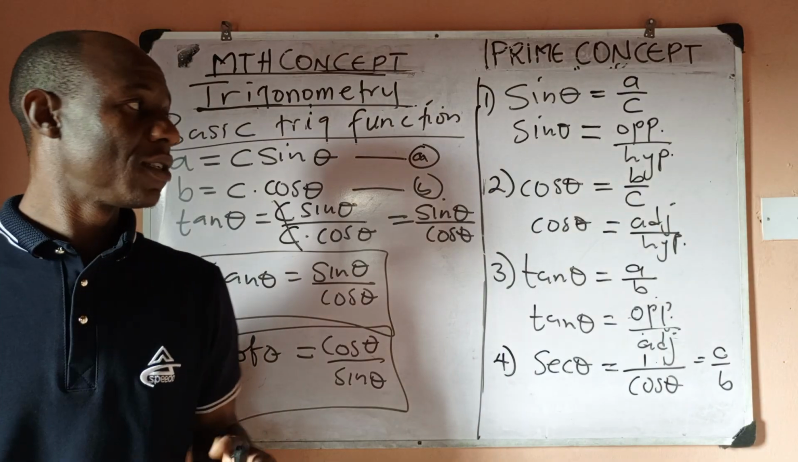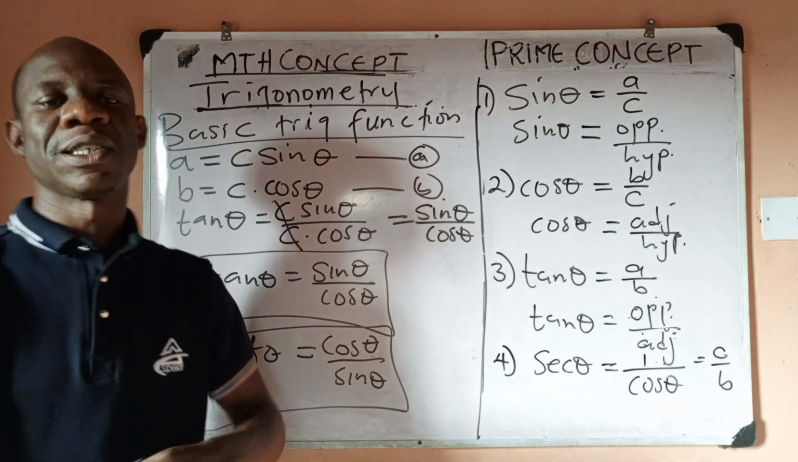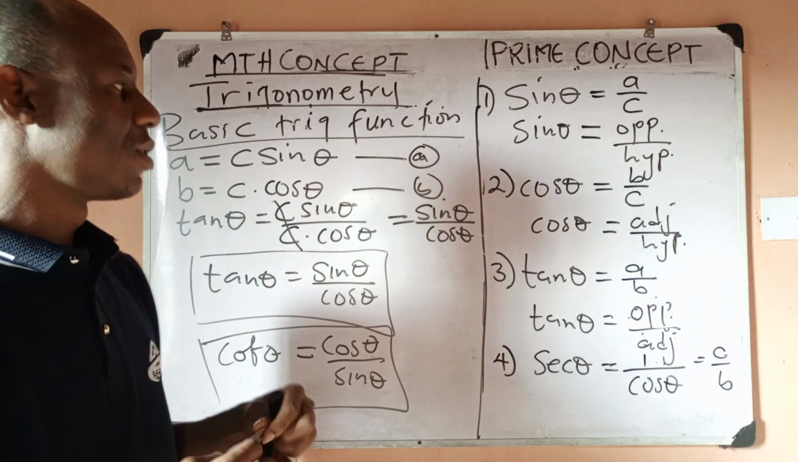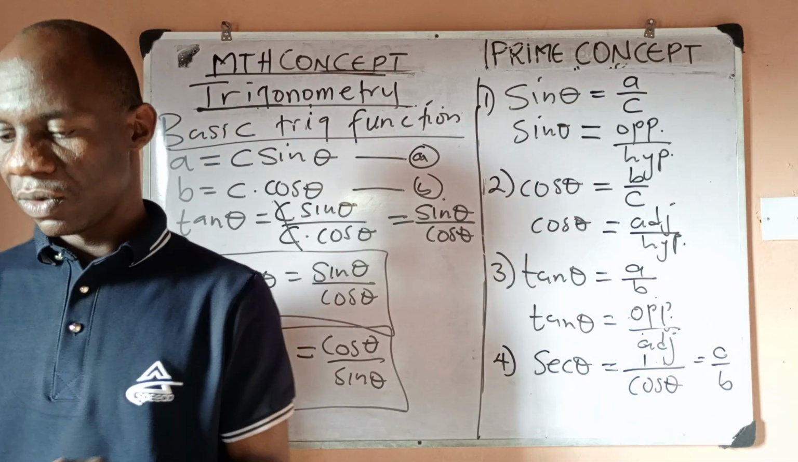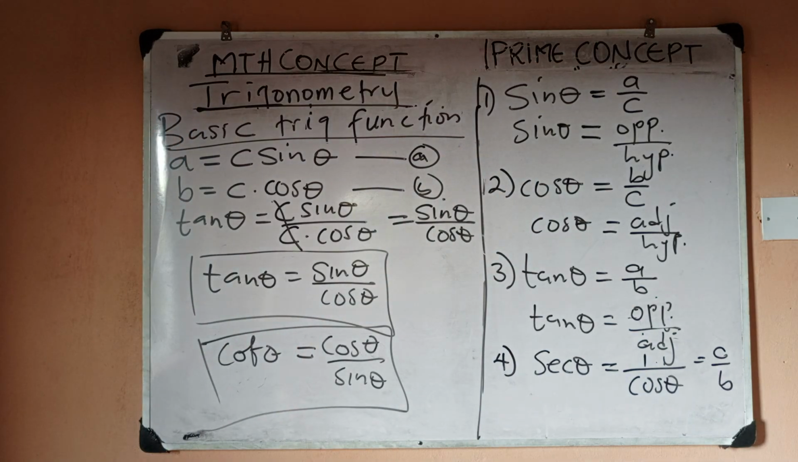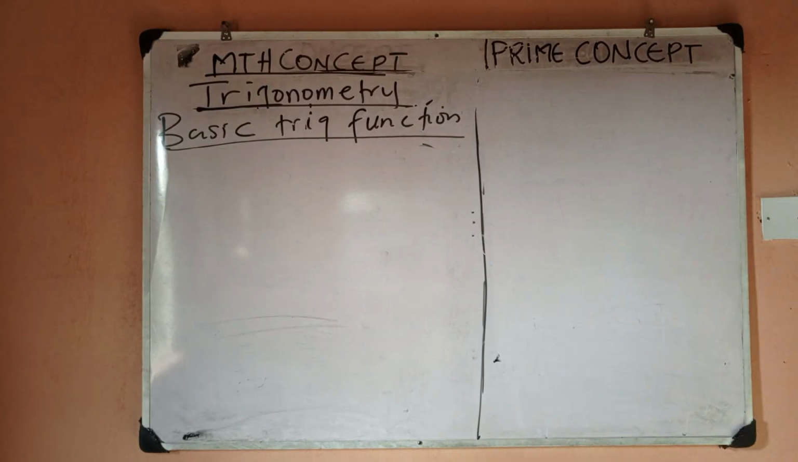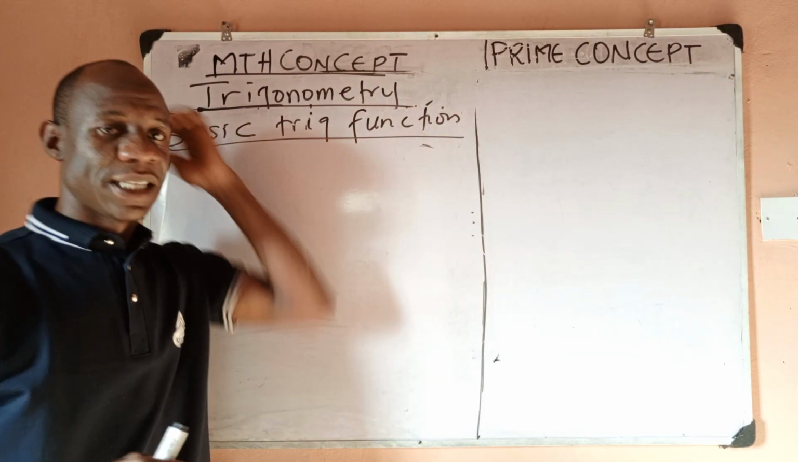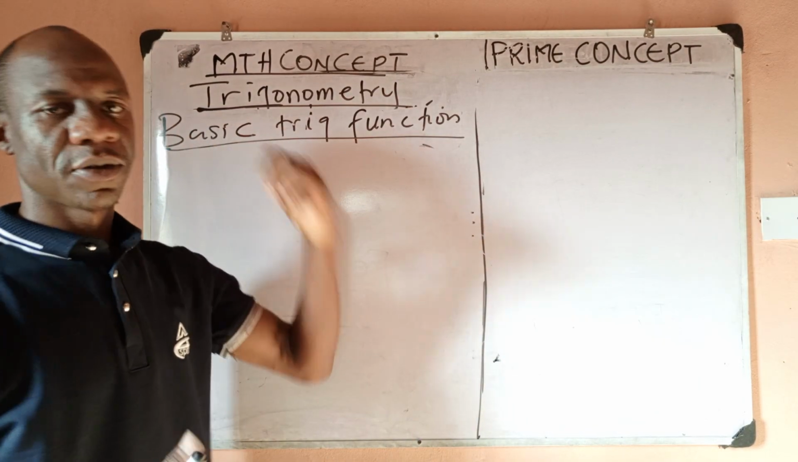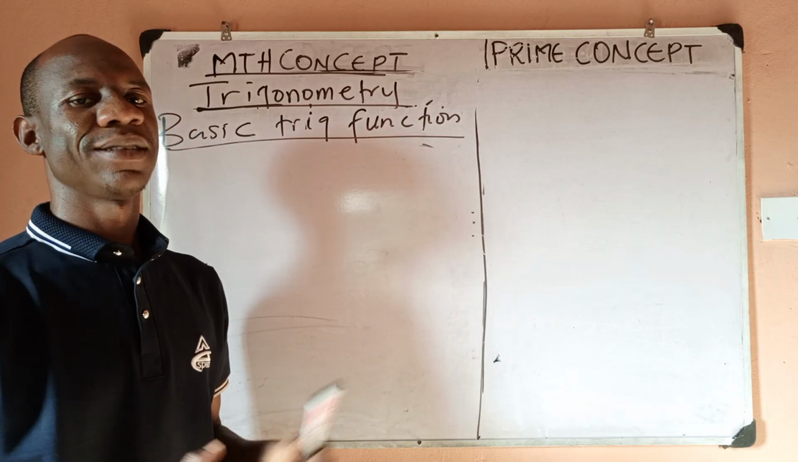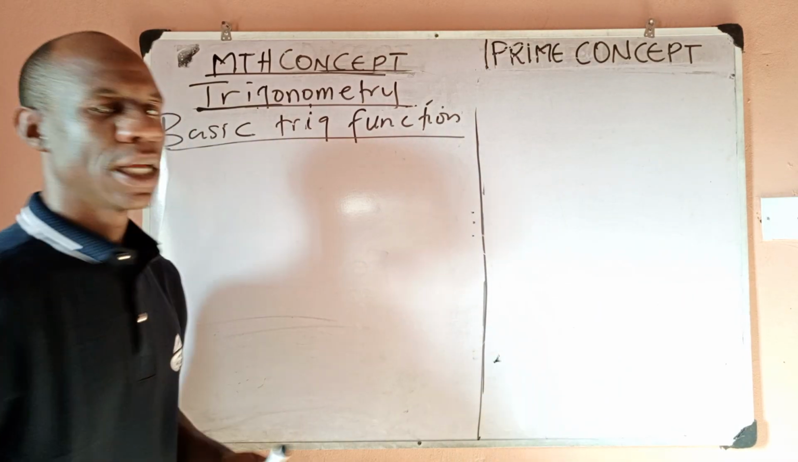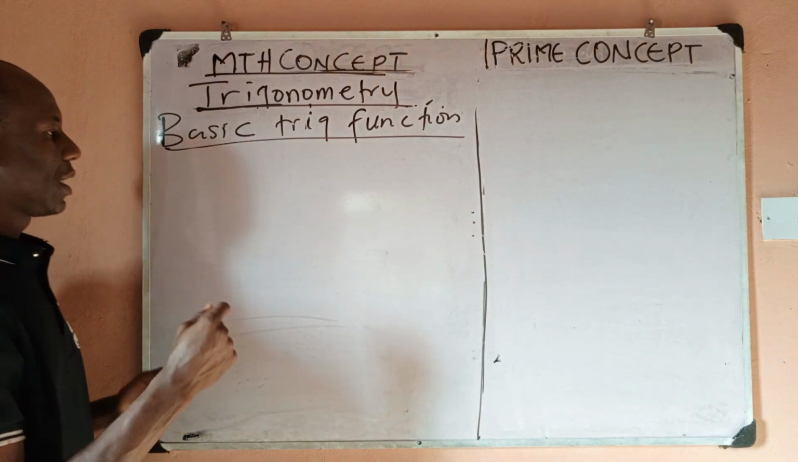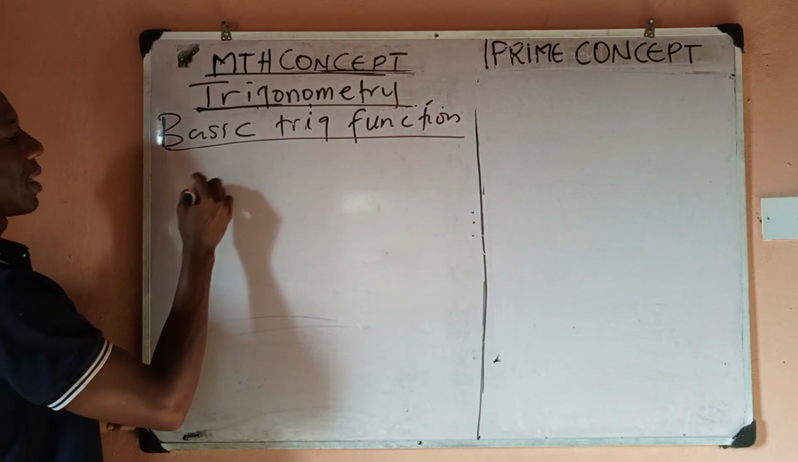Then finally in this video, we want to establish what we know as Pythagorean identity. So let's quickly jump into that. Alright, now before we consider Pythagorean, it's necessary for us to take an example under the basic trig function before we look at Pythagorean, probably in our next video. Now let's look at this example.